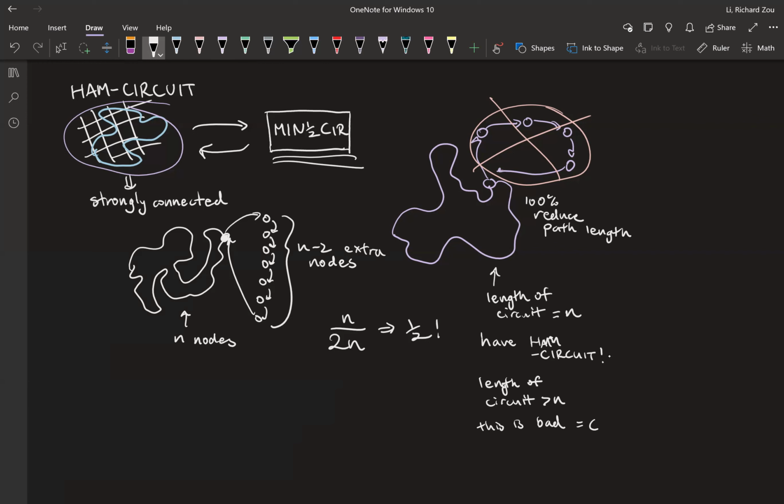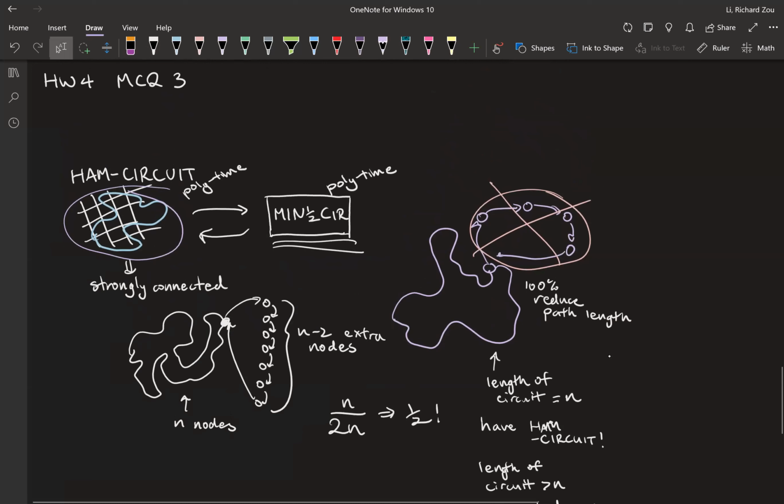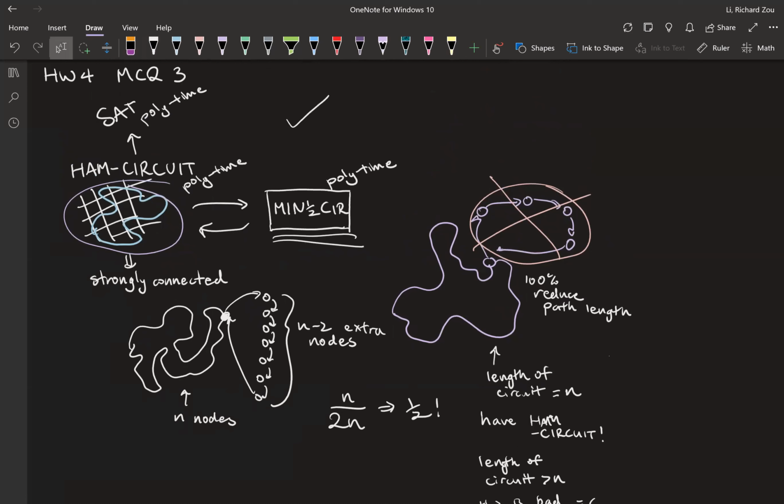This means that if this black box works in polytime, then for Hamiltonian circuit, all we're doing here is adding n minus 2 extra nodes. The Hamiltonian circuit has a polytime, but we're given that this is one of these NP hard problems. So that means, if we reduce it up, SAT has polytime. And that's it. So this has no polynomial time solution that we know of, or if it does, then it implies a solution for SAT.